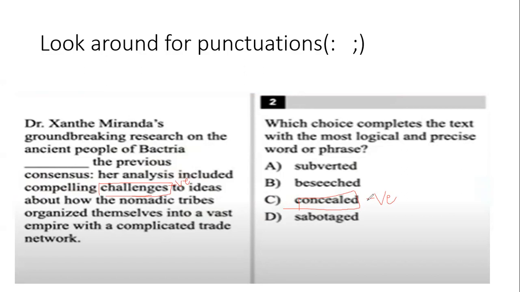Compelling means very pressing. There are so many issues, so many big hurdles they faced. To ideas about how these people organize themselves in vast empires with complicated trade networks. Everything sounds so negative in here. Complicated again is a negative word. So it seems like negative words dominate the passage, making more noise. D, again a question mark.